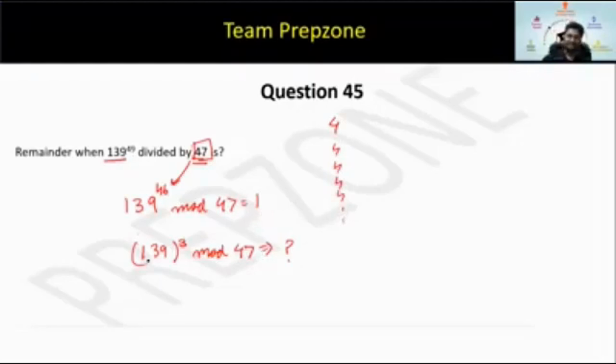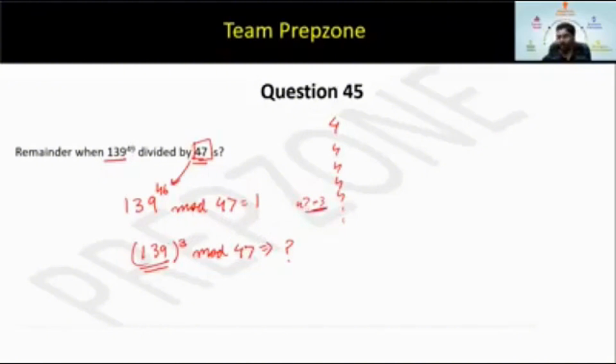Anyways, fine. This is 139 mod 47. So first, how to solve it? What will be the next step after this step, Bharat? Okay, you wrote it, but what about others? Bharat, what is 47 into 3? That you can calculate fast, right?